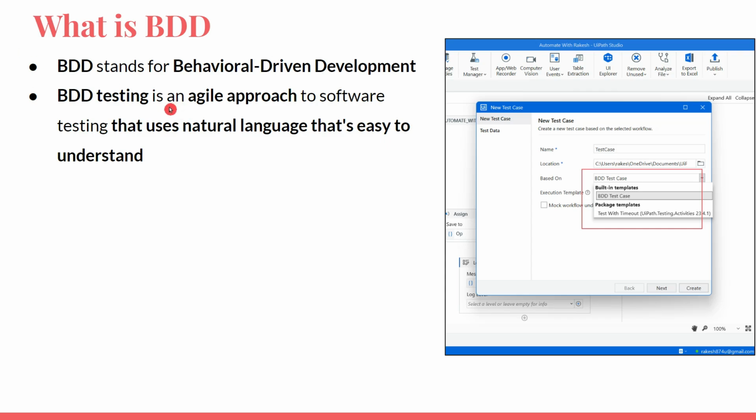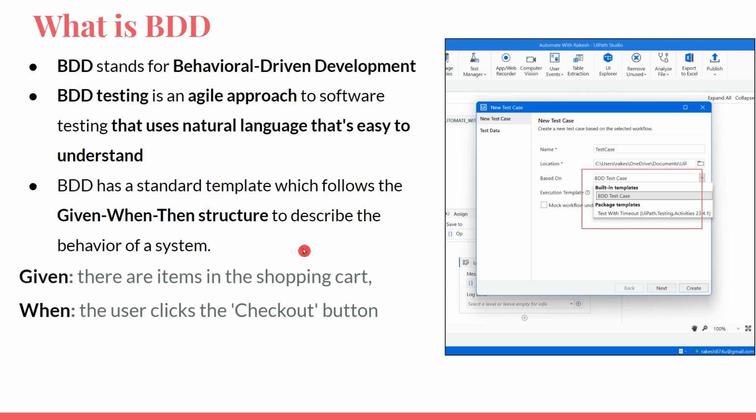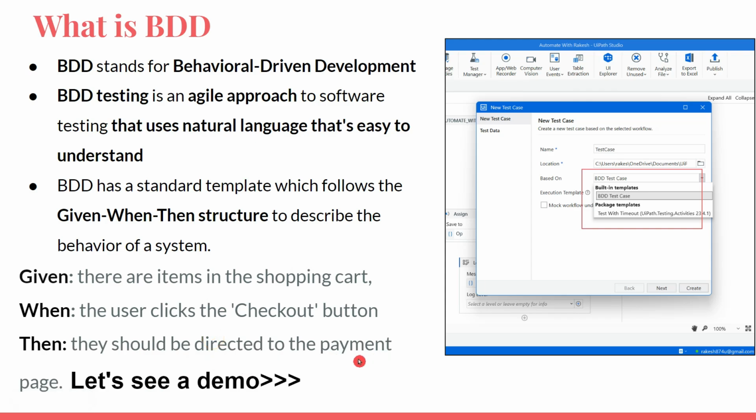So BDD is a testing. BDD testing is an agile approach to software testing. So you are testing software that uses natural language that's easy to understand. You saw that example: given items are present in the shopping cart, when the user is clicking on checkout, then it should direct to payments. Given, when, then. So it's an agile approach that uses natural language that's easy to understand.